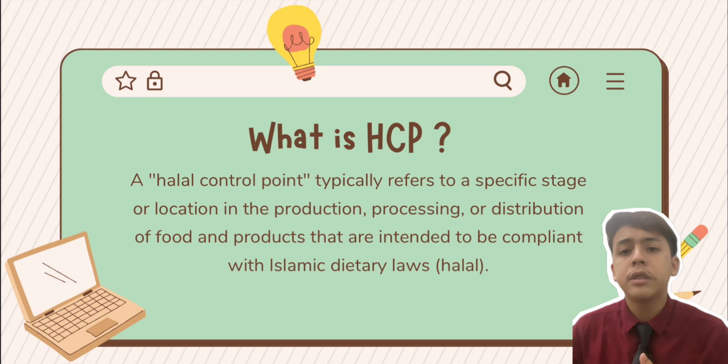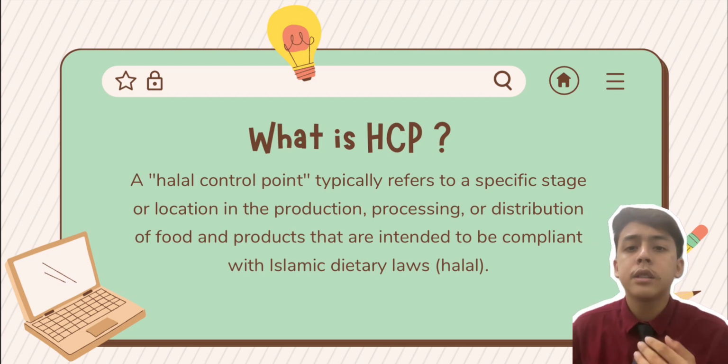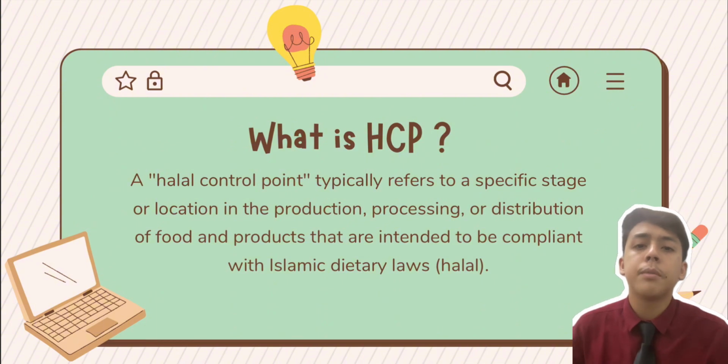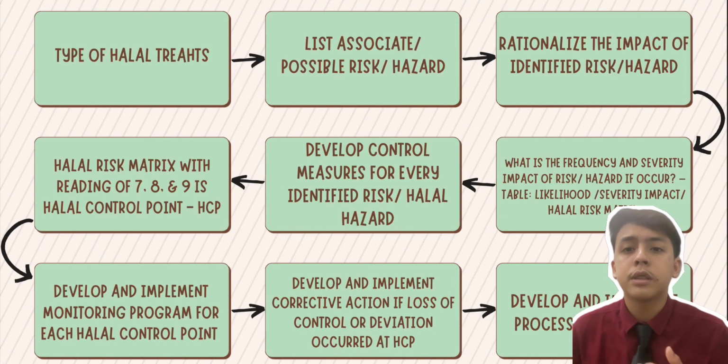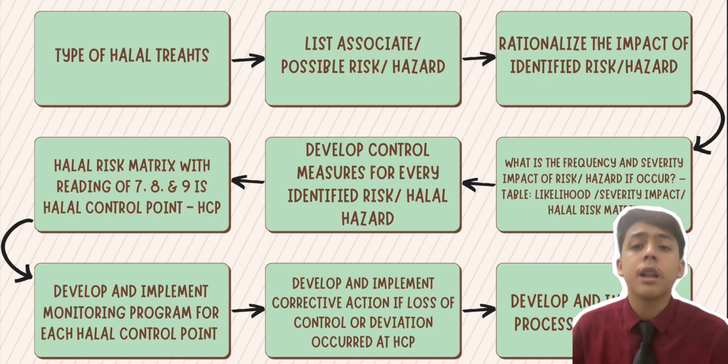A halal control point typically refers to a specific stage or location in the production, processing or distribution of food and products that are intended to comply with Islamic dietary law, halal. It aims at ensuring the concept of halal thayyiban is applied to the product, as well as maintaining the safety and quality of the halal product produced. The process is: you must know the type of halal trade, list the associated possible risk hazards, rationalize the impact of the identified risk hazards, and determine the frequency and severity impact of the risk hazard if it occurs, like a table of likelihood, severity impact, halal risk matrix.